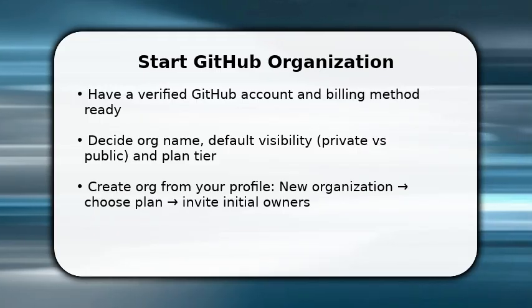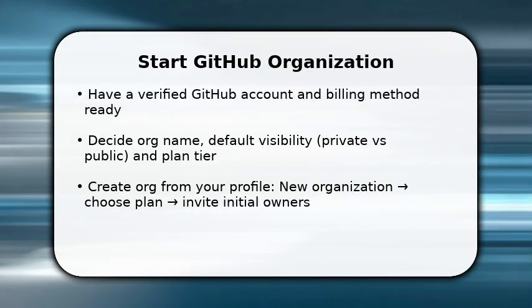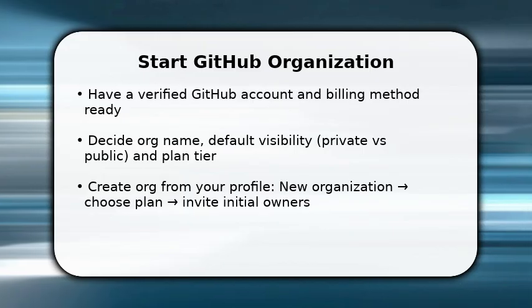You begin by creating the organization itself. From your GitHub profile, choose New Organization, pick the appropriate plan, and add a billing method if needed. This enables paid features. Once done, name the org clearly and set default repo visibility so permissions default correctly. Invite at least one other owner now.